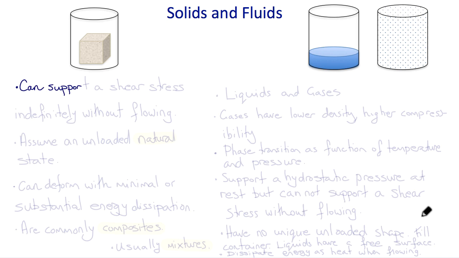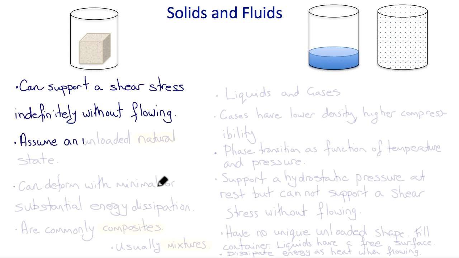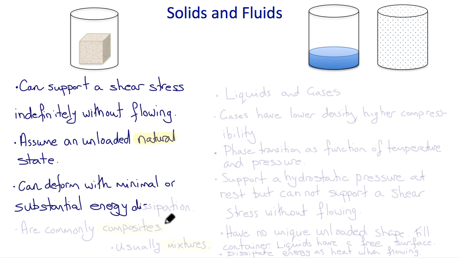The two major classes of continuum material are solids and fluids. Solids, on the left here, can support a shear stress indefinitely without flowing. They assume an unloaded natural state and can deform with minimal energy dissipation or with substantial energy dissipation. They are often composites, meaning they're comprised of different material types.